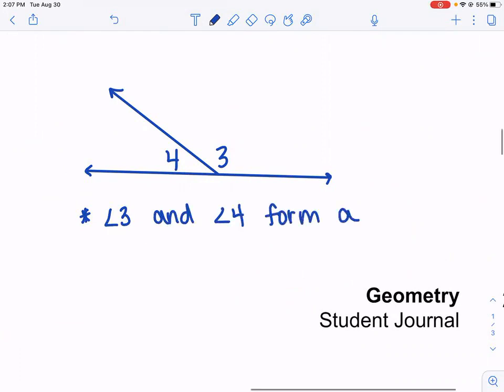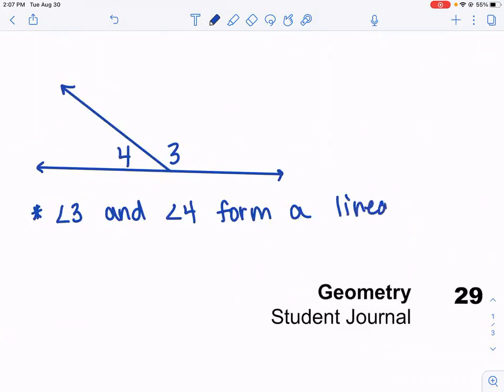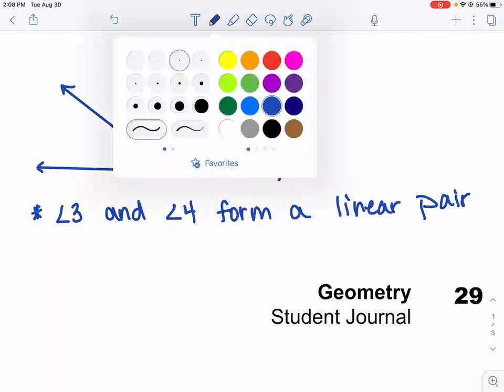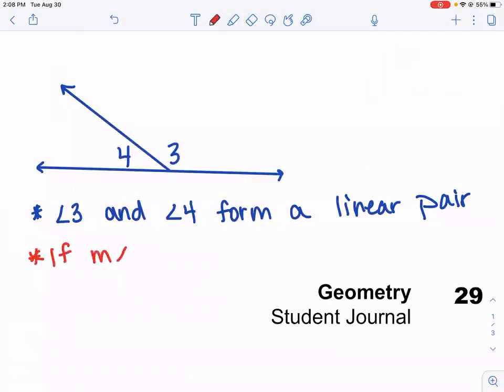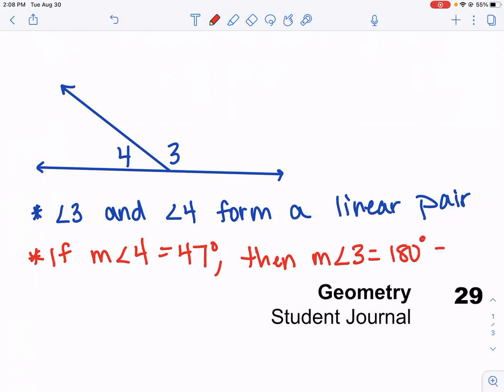Tyler, what do they form? Well, we're gonna say linear pair, but yes. Okay, did you all know what he meant when he said line pair? Yes, you did. Hey, the word shut up is not allowed in my classroom and you know it, don't use it. Now, if the measure of angle 4 is 47 degrees, then to find the measure of angle 3, we will have to subtract 47 from what? 138.